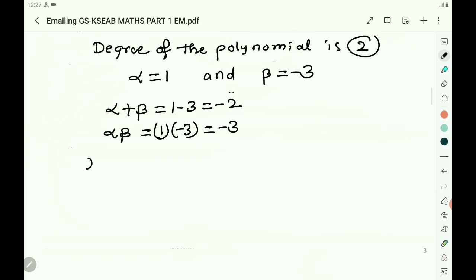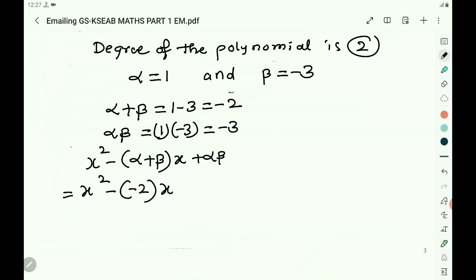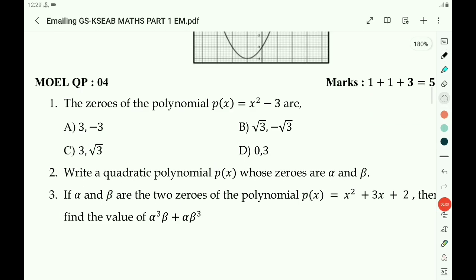Then you write the quadratic polynomial x square minus alpha plus beta into x plus alpha beta equals x square minus alpha plus beta is minus 2 into x plus alpha beta is minus 3 equals x square minus of minus 2 is plus 2x minus 3. This is the polynomial. Now you take the model question paper 4.